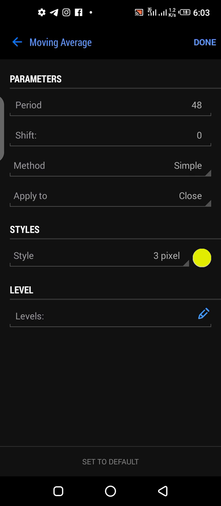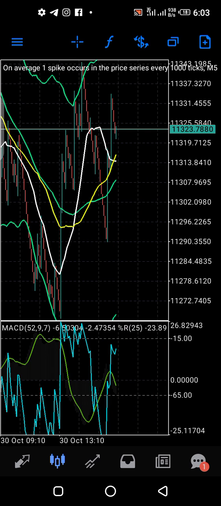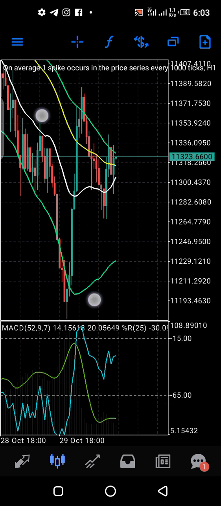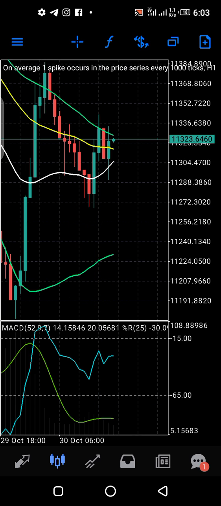So this average 48 is a way you can easily analyze the markets. Use these settings, then you click on done. This will help you analyze the market easily, to know the trend of the market. Now you put it on H1. Now you can see it's on uptrend, which is suitable to aim for the boom spikes.